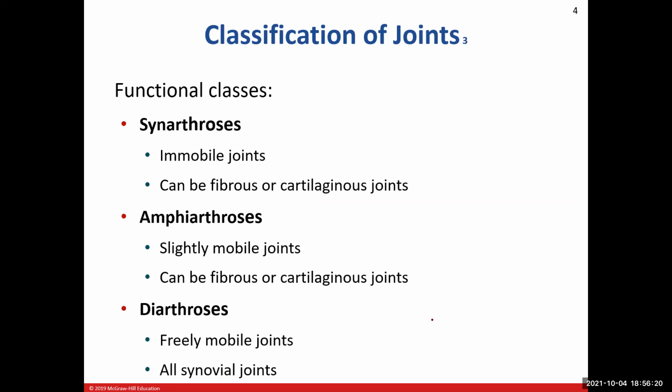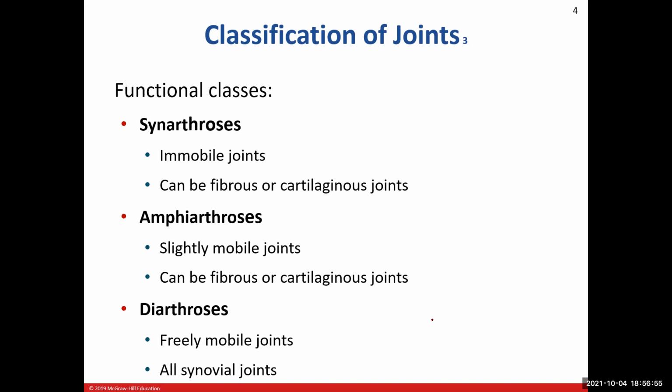We also have three functional classes: synarthroses, amphiarthroses, and diarthroses. Synarthroses are immobile joints, and they can either be fibrous or cartilaginous, which means the bones are joined by dense connective tissue or by cartilage. Amphiarthroses are going to have some mobility to them, and again, they can be fibrous or cartilaginous.